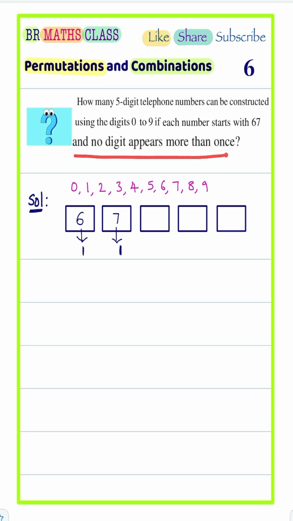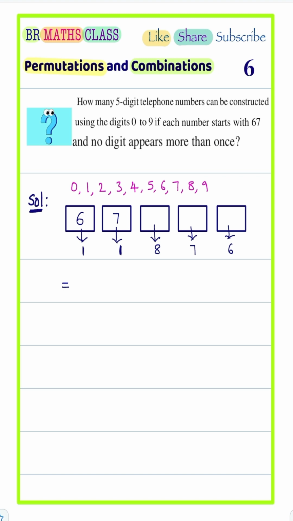Now, no digit can be repeated. Repetition of digits is not allowed. So 8 digits are remaining. So this box can be filled in 8 ways. Now this fourth box can be filled in how many ways? Now 7 numbers are remaining. So this box can be filled in 7 ways. Similarly, as repetition is not allowed, this fifth box can be filled in 6 ways with the remaining 6 numbers.